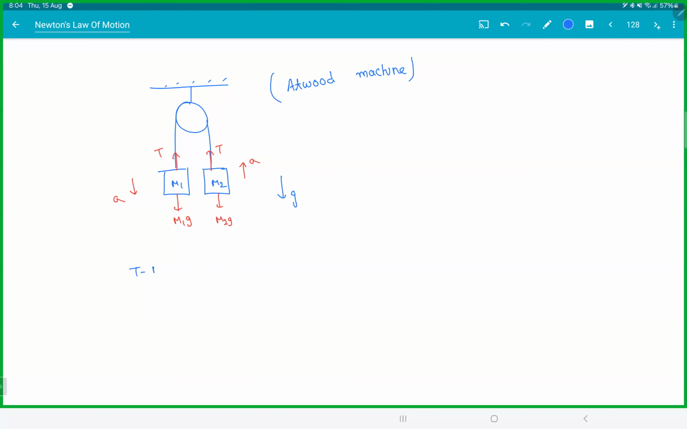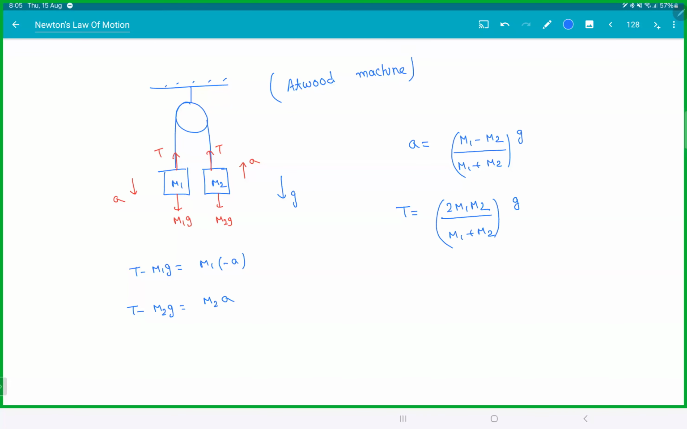Write the forces. T minus M1G is equal to M1 into minus A. T minus M2G is equal to M2 into A. I subtract them, tension will cancel off. You will get acceleration is equal to M1 minus M2 by M1 plus M2 into G. Now, if M1 is actually less than M2, the signs will reverse and automatically it will come. And tension would be 2M1M2 by M1 plus M2 into G. It's a standard one.